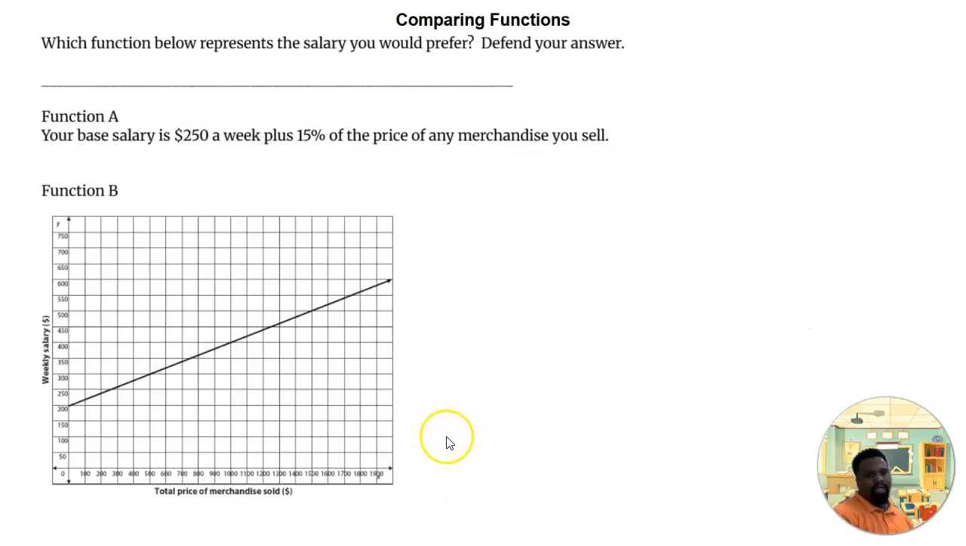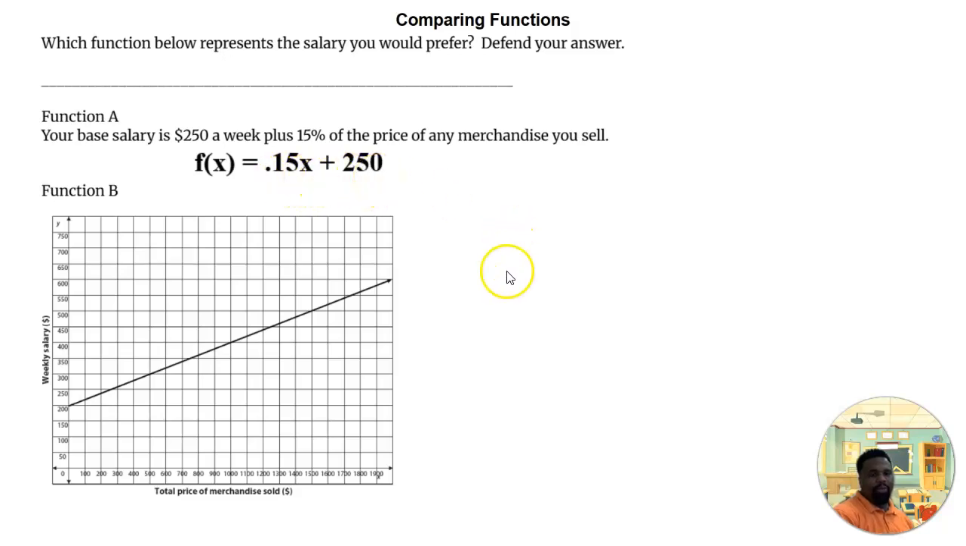All right, let's look at this one here. Which function below represents the salary preferred? Look at salary A, a base salary of $250. That's how much you get paid no matter what, plus 15% of the merchandise you sell. So think about that as an equation: 15% is 15x plus 250.